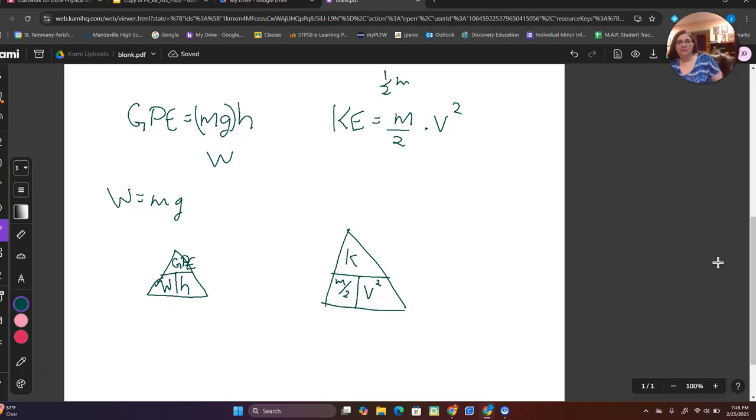All right, so you can have these equations on your note card or these triangles, or both. I'd recommend both because being able to do the math is important.